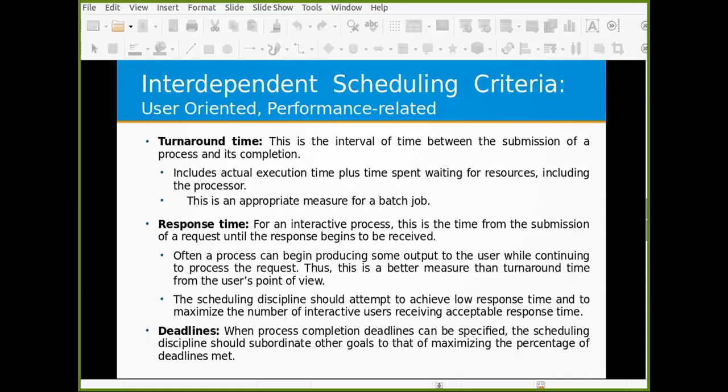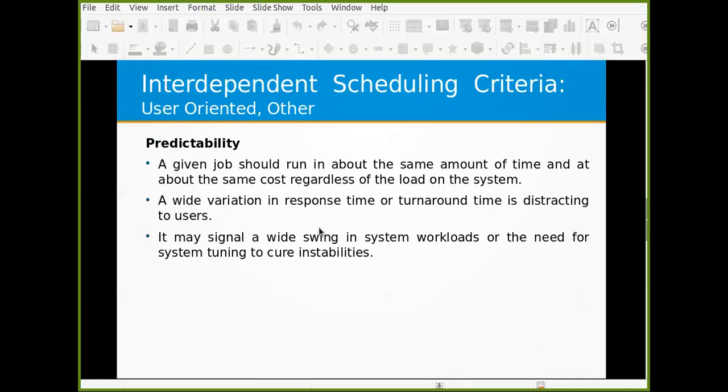So from our point of view, for the type of systems that we are using, response time is the more important criterion. Turnaround time is more important for batch processing. Deadlines are more important for real-time operating systems. But for the OS that we are using for our jobs, response time is more suitable.